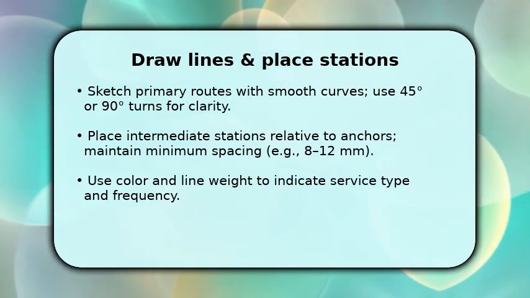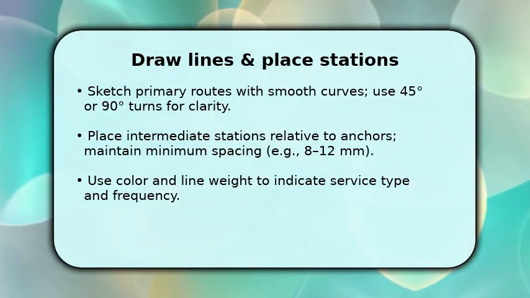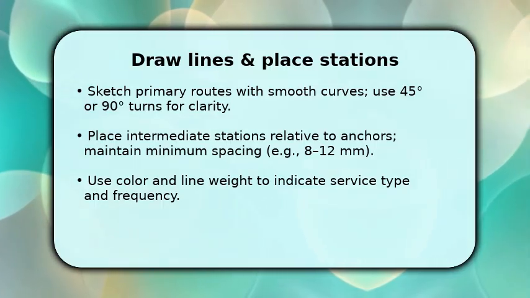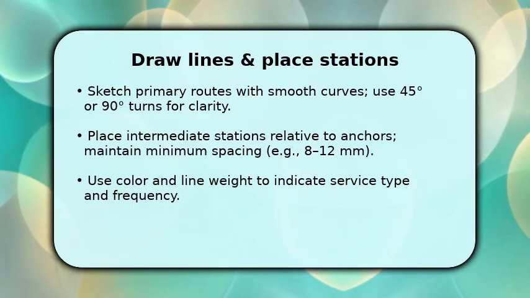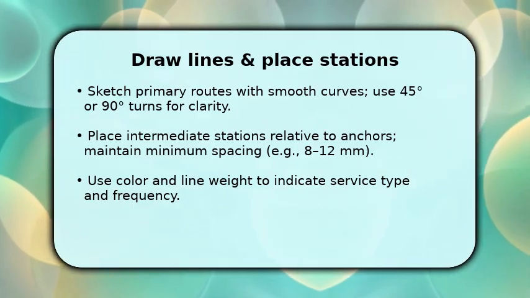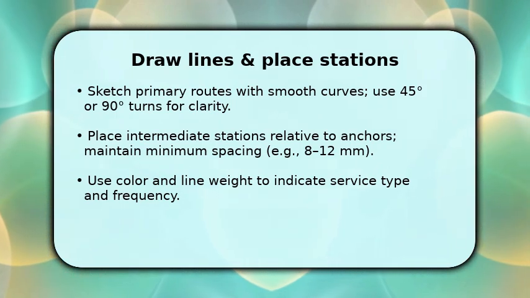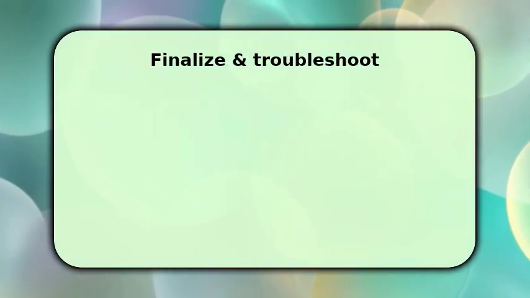Use distinct colors and line weights to show line identity and service frequency. This helps viewers scan quickly. Once lines and stations exist, label them succinctly and align labels. Finish by adding labels, icons for transfer points, a legend, scale bar, and north indicator so users orient quickly.